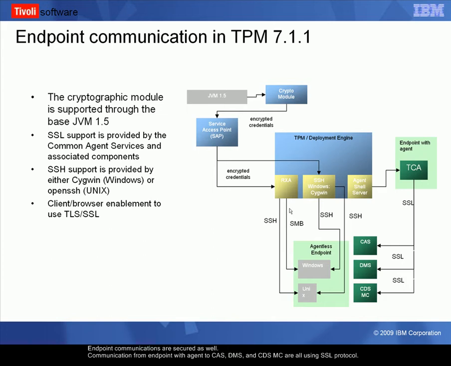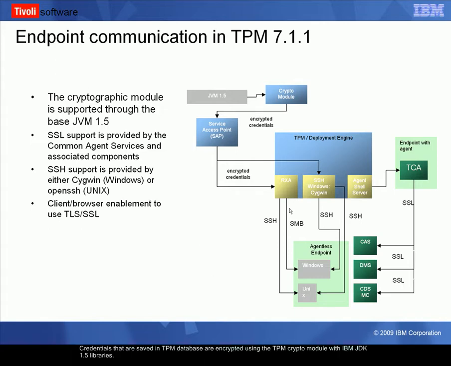Endpoint communications are secured as well. Communication from the endpoint with the agent to CAS, DMS, and CDSMC all use the SSL protocol. For agentless endpoints, SSH is used to communicate with both Windows and Unix endpoints. With RxA, communication to Windows endpoints uses the SMB protocol, while communication to Unix endpoints uses SSH as well.